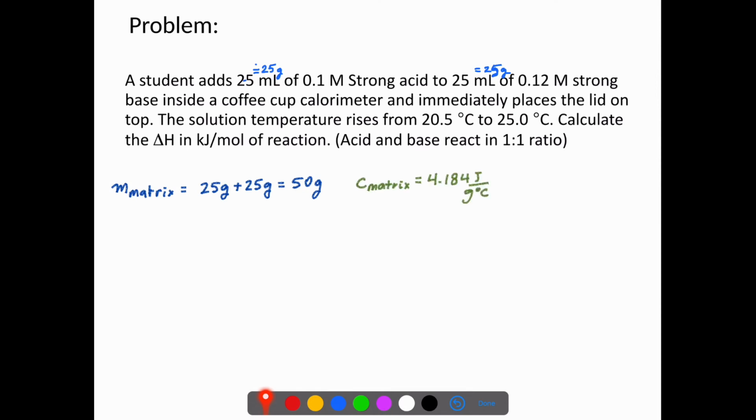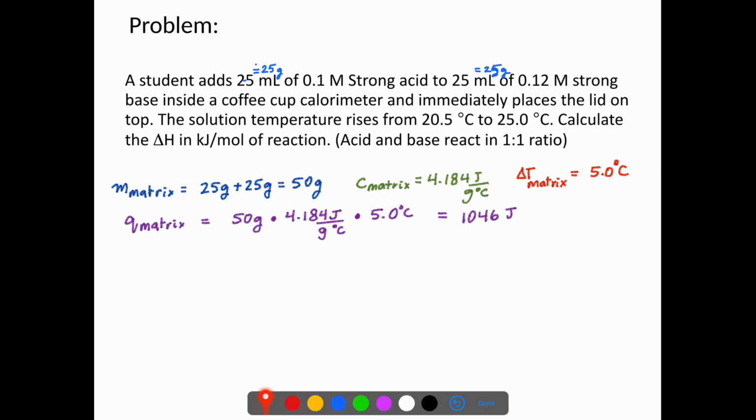So specific heat of the matrix, again, we are going to assume it's the same as water. And the delta T of the matrix is final minus initial, 25 minus 20, which is 5 degrees Celsius. Now we are going to multiply them all together to get the Q matrix. And I got 1046 joules. Okay, this is the heat absorbed by the matrix. The matrix is absorbing heat, and that's why its temperature is increasing.